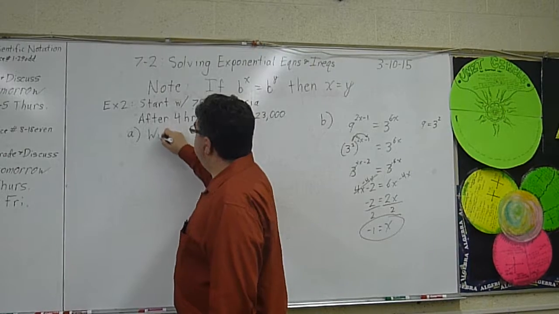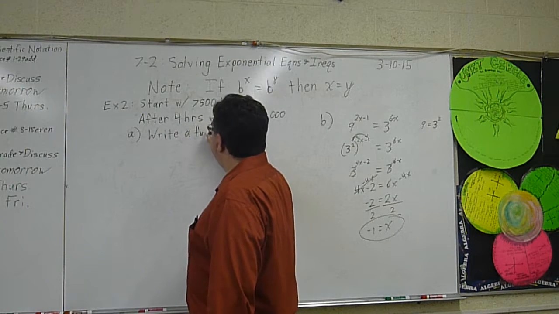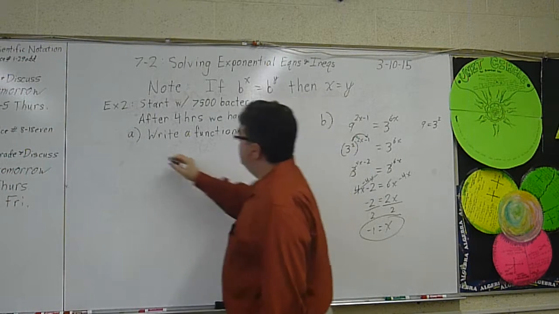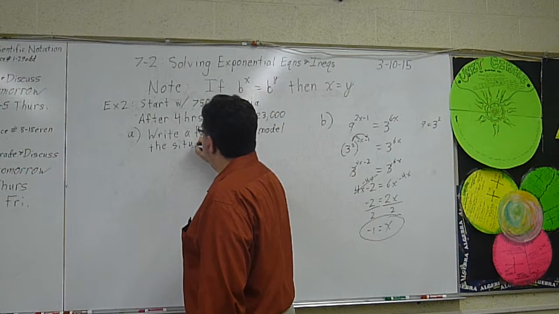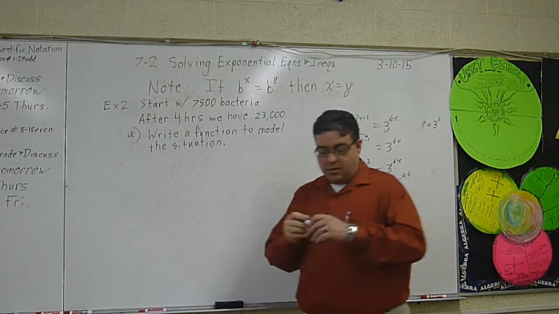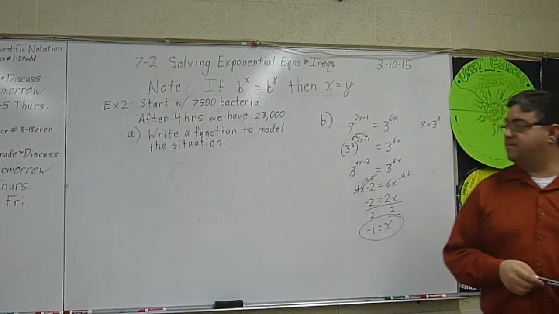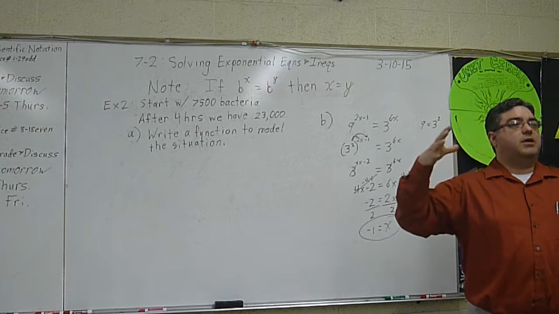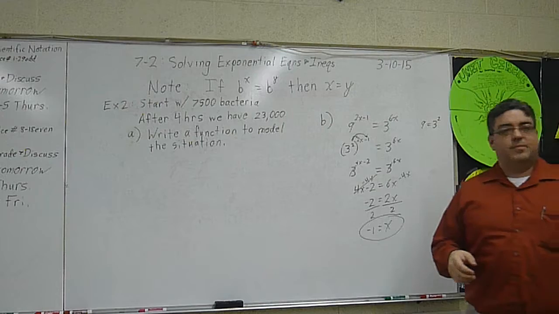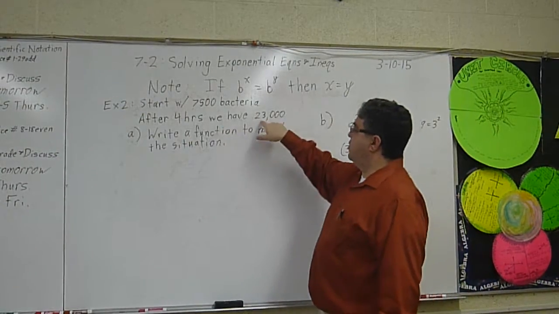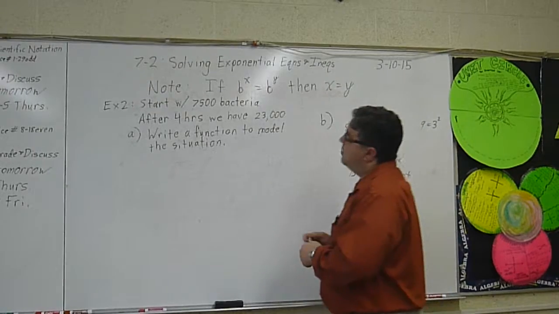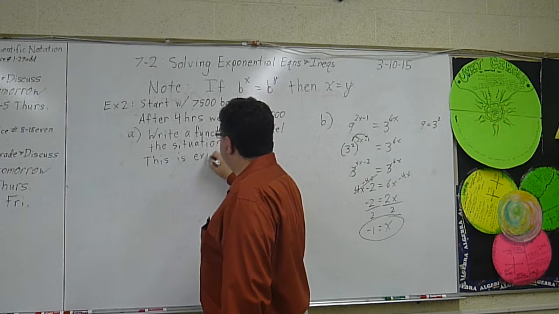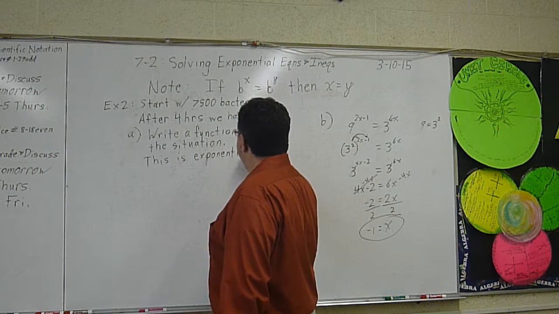The first thing we want to do is write a function to model the situation. The situation is that we put bacteria into a petri dish. It keeps multiplying exponentially. And after 4 hours of letting it multiply, we count 23,000. So this is exponential growth.